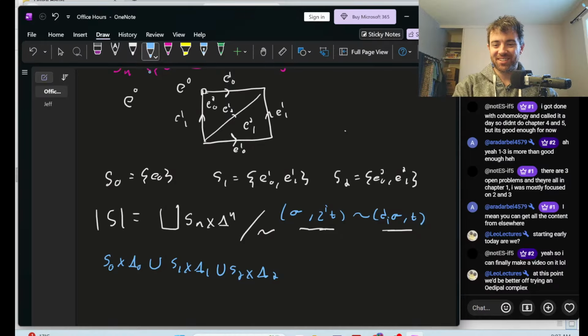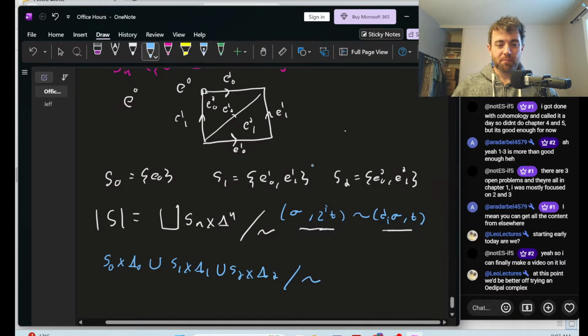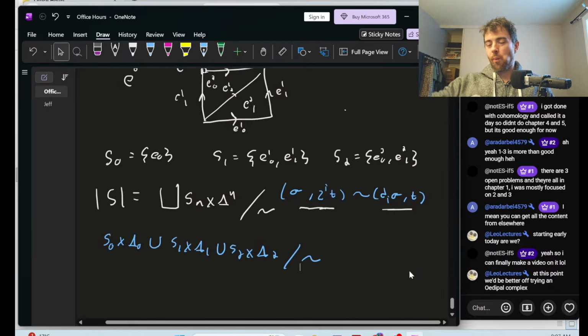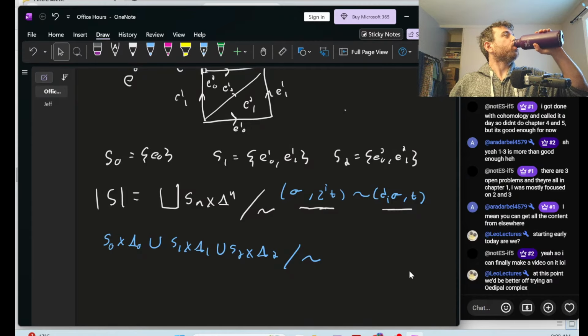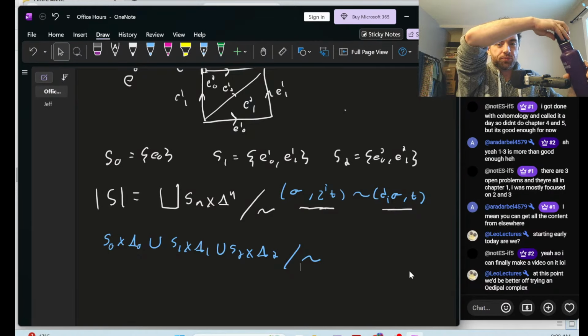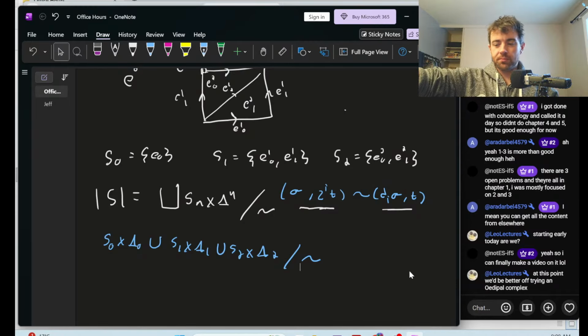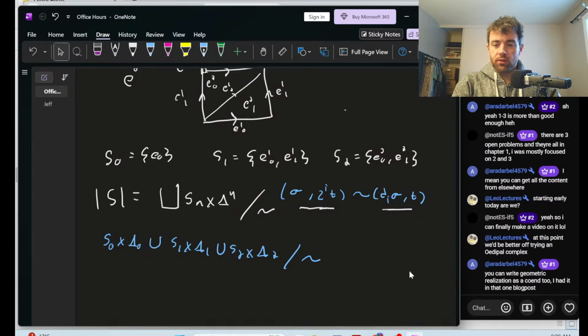Oedipal complex. Yeah, well, does it satisfy the axioms of a cohomology theory? Has anyone checked the Oedipal complex? Okay. You can write geometric realization as a coend too. You had it in that one blog post. Okay, maybe we should check that out afterwards.